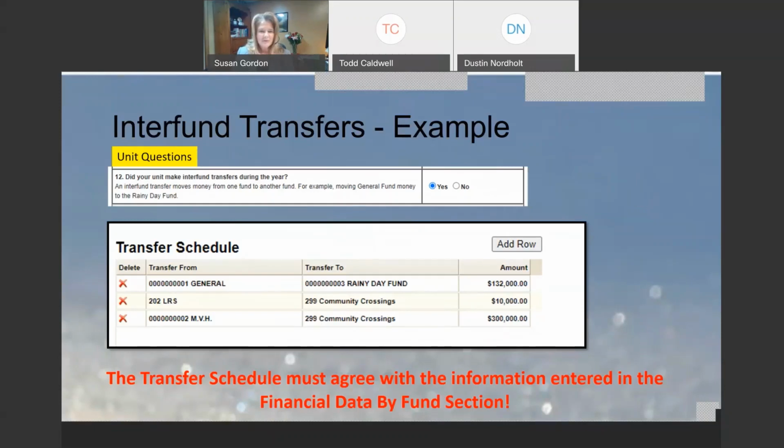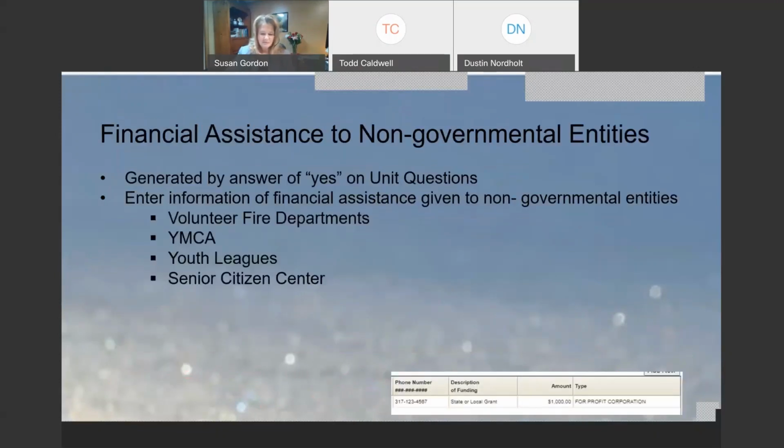I've got my general to rainy day of $132,000. My LRS to Community Crossings of 10, and my MVH to Community Crossings of 300. And it's important that the transfer schedule information agree with what you've entered in the financial data by fund section. If it doesn't agree, for example, if I would have maybe left off the MVH 300,000, then it's going to warn you and say that there's an entry that appears to be missing. So you'll want to make sure that those do agree.